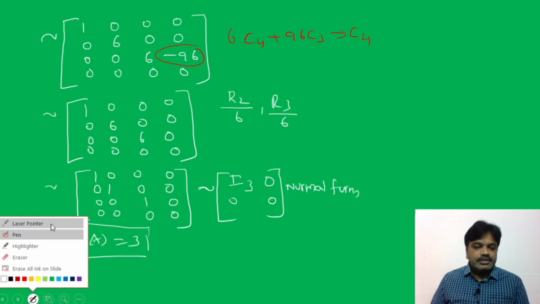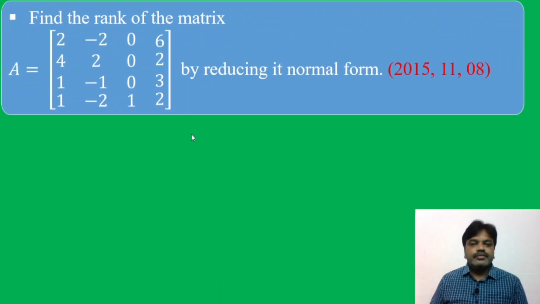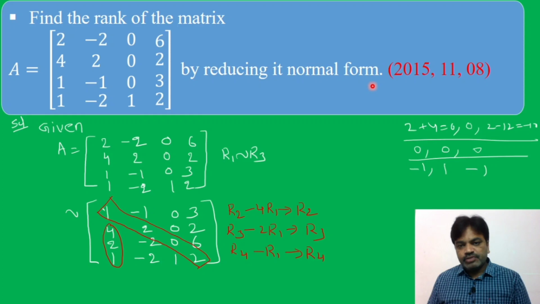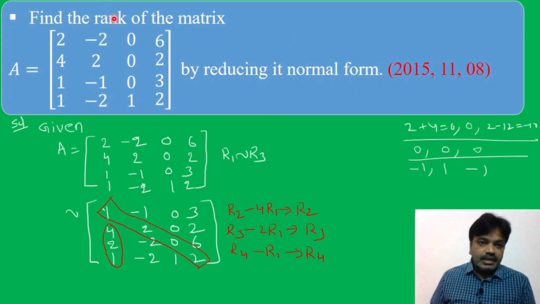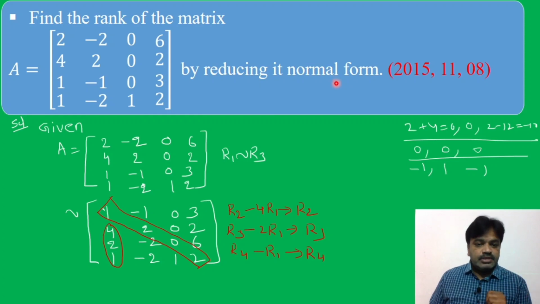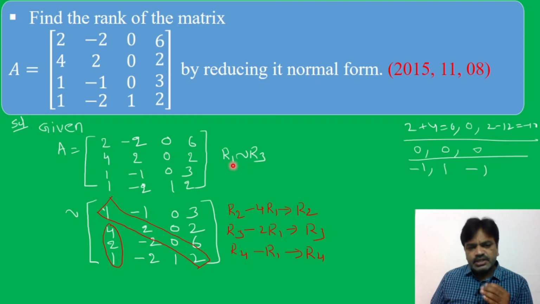Once again, the given matrix says find the rank by reducing into normal form. First we are finding normal form and then rank of the matrix. In the normal form we are applying both row operations and column operations. First we apply row operations to make the elements below the diagonal 0, and then column operations to make the elements above the diagonal 0. First I observe 1 in place of R3 first element and R4 first element, so I interchange R1 and R3 as the first step.